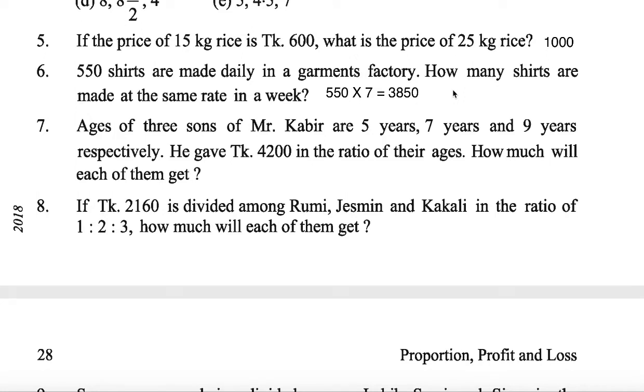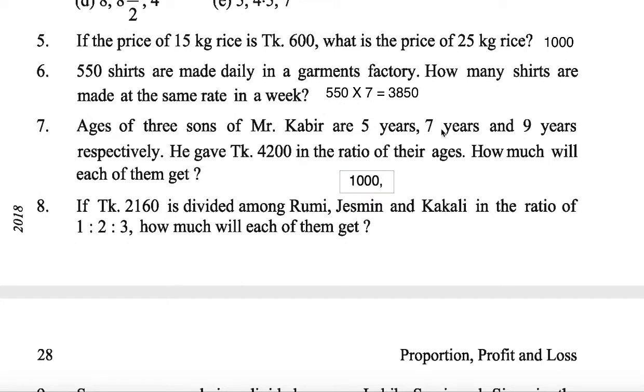Ages of three sons of Mr. Kabir are 5, 7 and 9 years respectively. He gave 4,200 in the ratio of their ages. How much will each of them get? Like we saw for the three sons, the 5 years old son will get 5 by 9 plus 7, 16 plus 5, 21. 5 by 21 into 4,200. So 200 into 5, that is 1000 for the first guy.